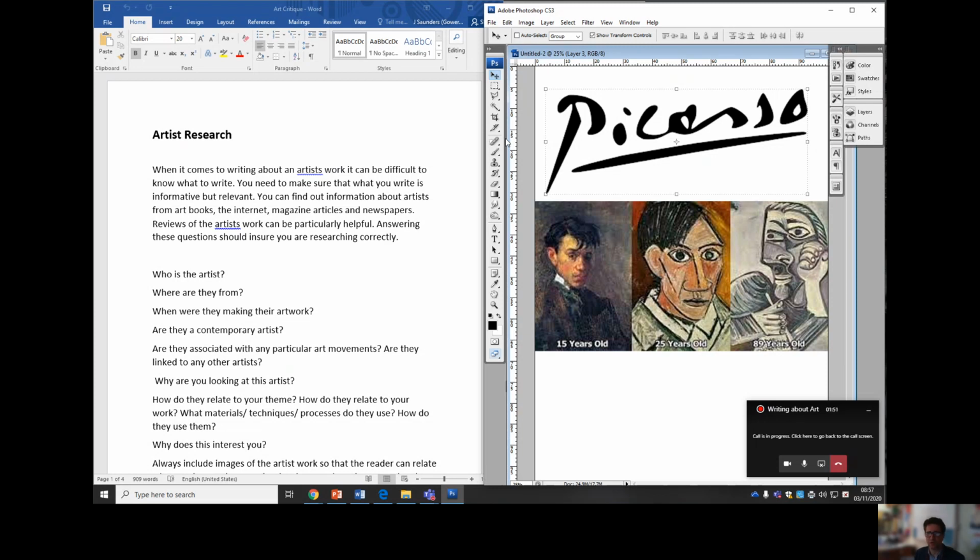First of all, who is the artist? Well, we're looking at Pablo Picasso. And where are they from? He's from Spain, but you may need to go through that because he travelled quite broadly. When were they making their work?